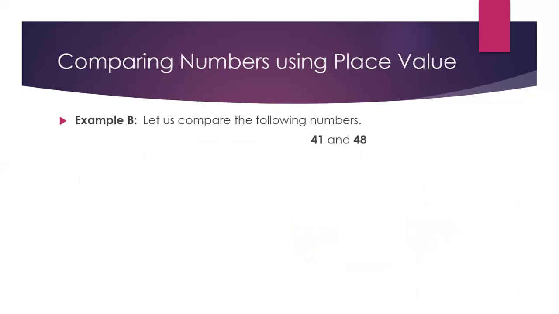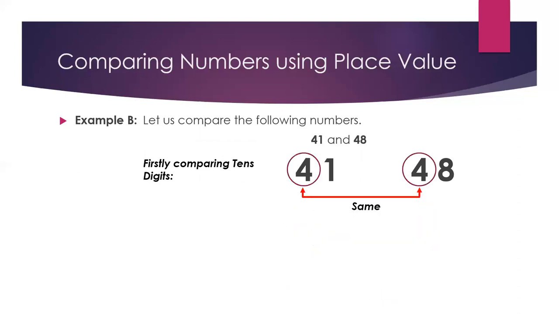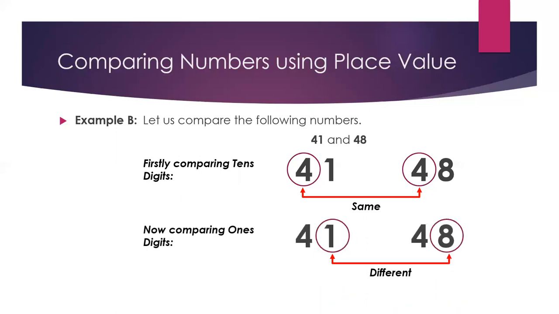Now let's take another example. We have two numbers, 41 and 48. Firstly we will compare their digits at the tens place. Both numbers have 4 at the tens place, so they are the same at the tens place. Now we will compare the digits at the ones place. 41 has 1 at the ones place, and 48 has 8 at the ones place. As 1 is smaller than 8, we can say that 41 is smaller than 48.